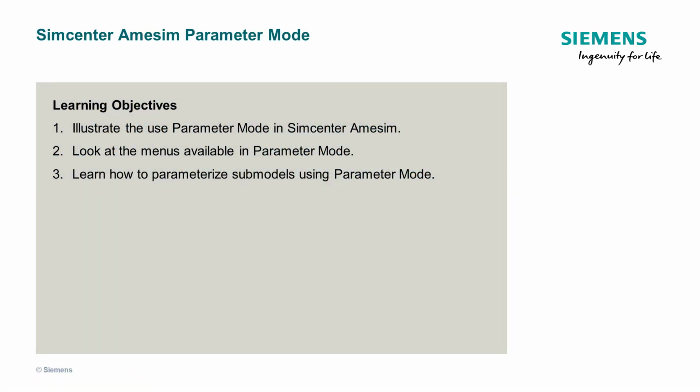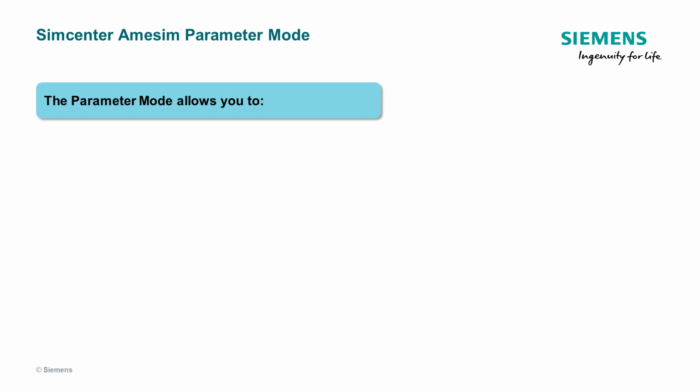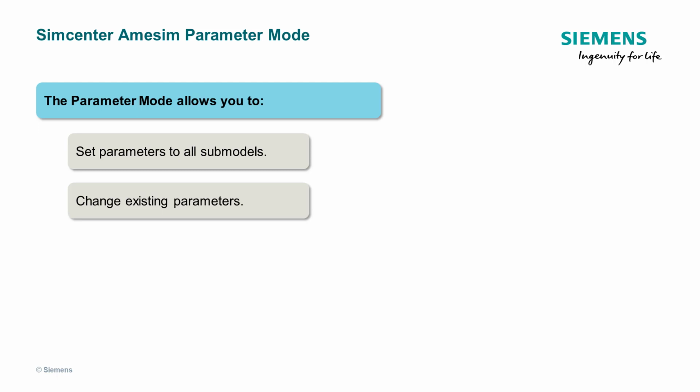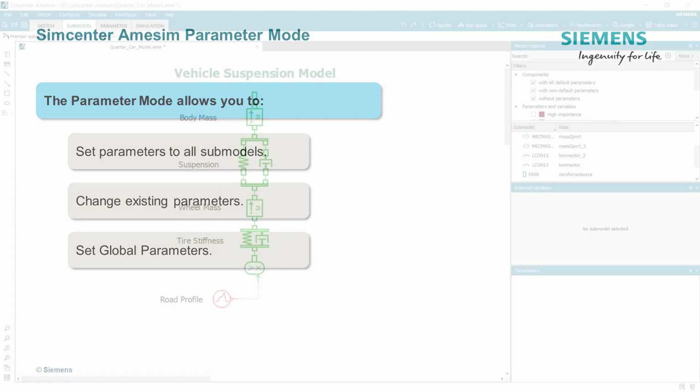Welcome everyone. This topic will illustrate the use of parameter mode in SimCenter AimSim. We will look at the basic menus available in parameter mode and learn how to set parameters to all the components in our model. The parameter mode is mainly used to set parameters to all submodels, change existing parameters of submodels, and create and set global parameters for the system.